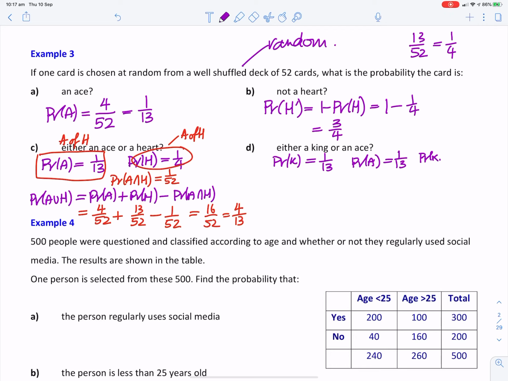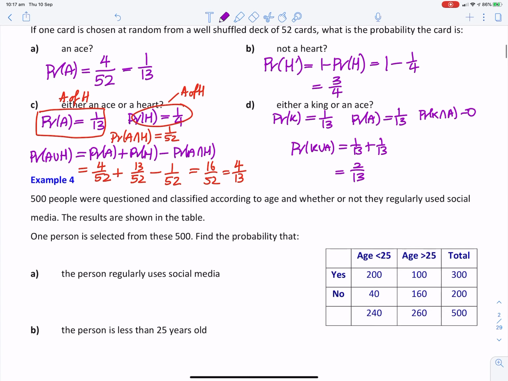So king and aces is 0. So in this case, the probability of K or A is 1 on 13 plus 1 on 13. We don't need to subtract anything because we know they're mutually exclusive. Hence, the probability is 2/13.